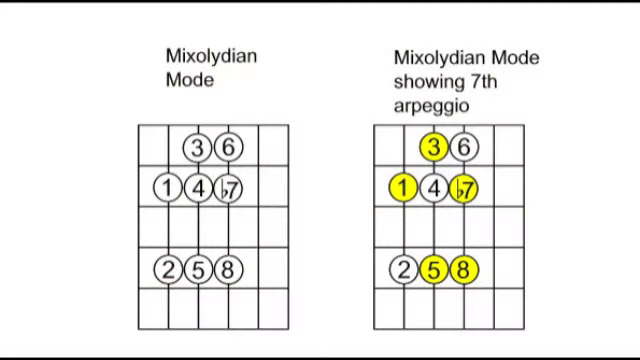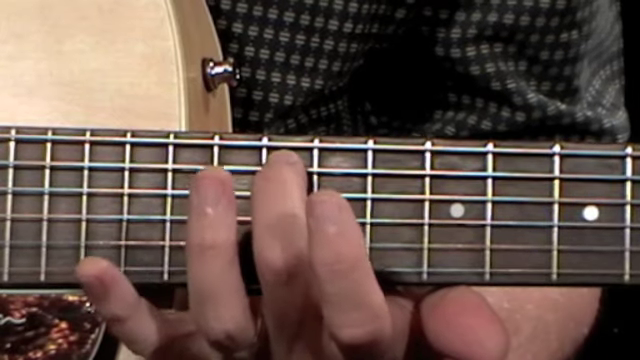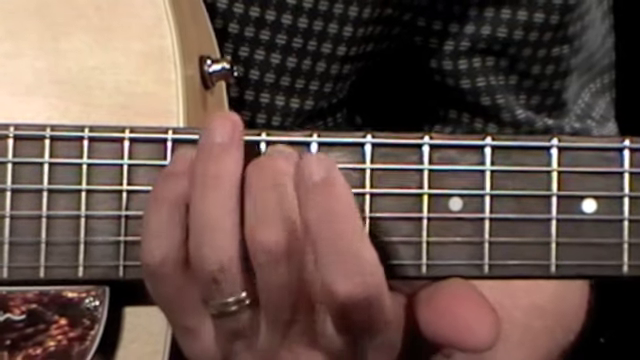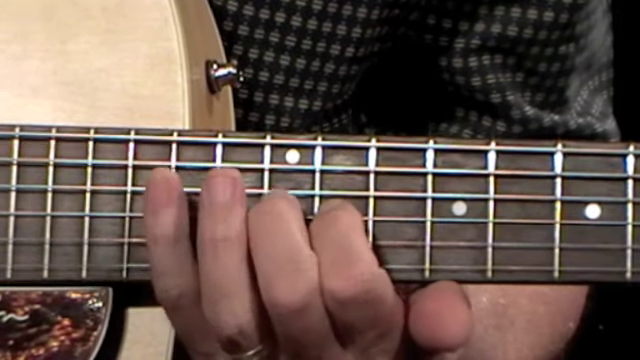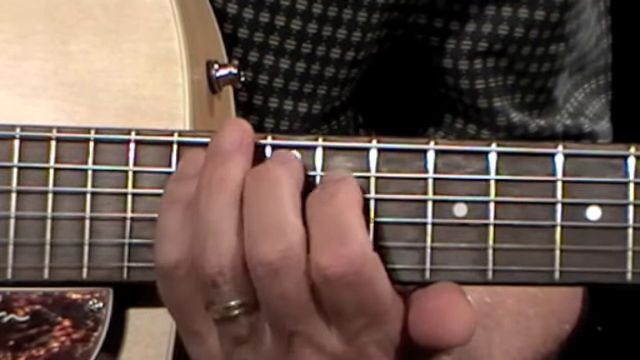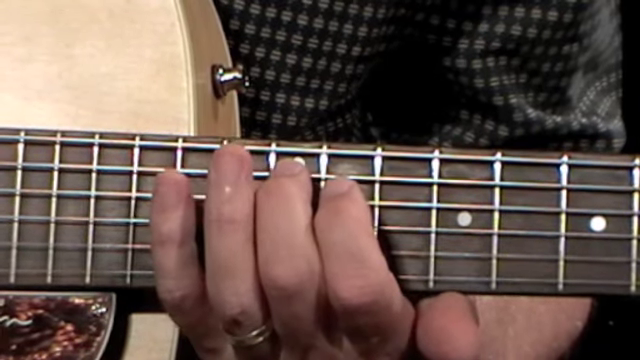A similar relationship exists between the Mixolydian mode and the dominant 7th arpeggio. Shown here starting on the 5th string, as this is where we've been rooting this chord in the testbed. So here's the Mixolydian mode starting on A. Here's our dominant 7th arpeggio.